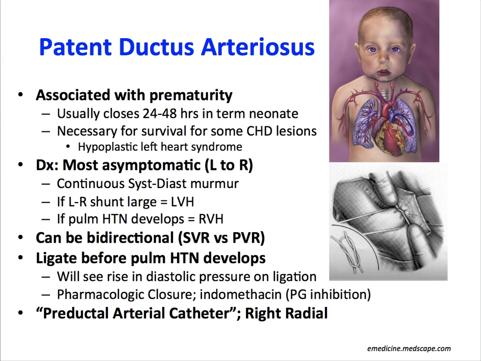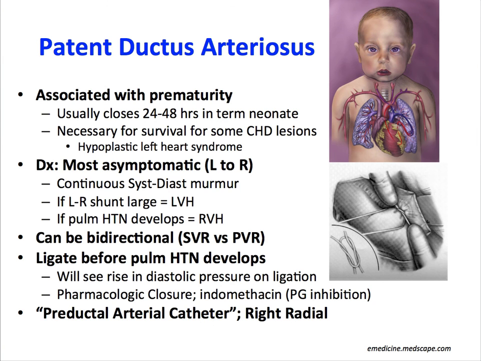We like to ligate the ductus before pulmonary hypertension develops, or the lung gets flooded with blood. And the picture at the bottom right is showing ligation of a ductus. And when that ductus is tied off, you should see a rise in diastolic pressure on ligation. For example, the blood pressure might be 60 systolic over 20 diastolic before ligation. The reason being is the ductus allows a low resistance runoff from the aorta into the pulmonary system. So the diastolic pressure is low, the pulse pressure is high, until you tie off that low resistance runoff, and the diastolic bumps up now to 60 over 40, for example.